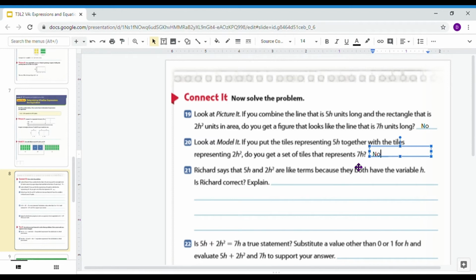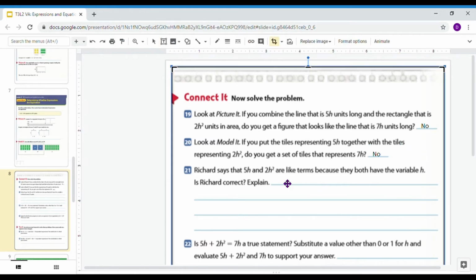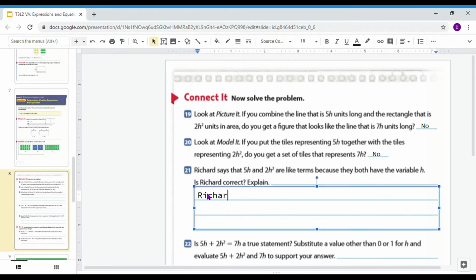It says Richard says that 5h and 2h squared are like terms because they both have the variable h. Is Richard correct? Richard is not correct. Richard's very, very wrong. In order for terms to be like terms, the variable factors have to be the exact same.